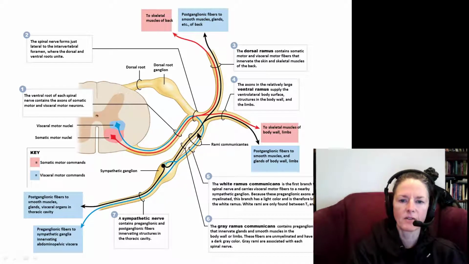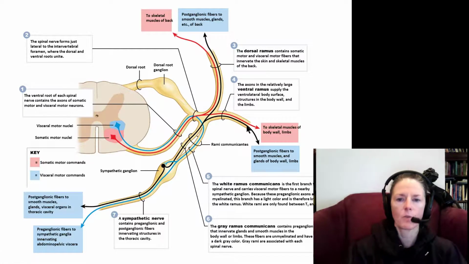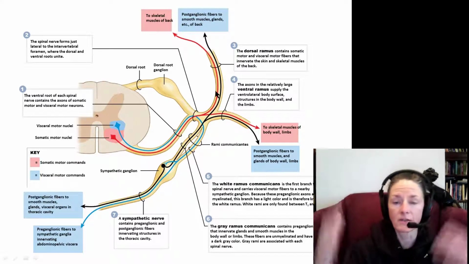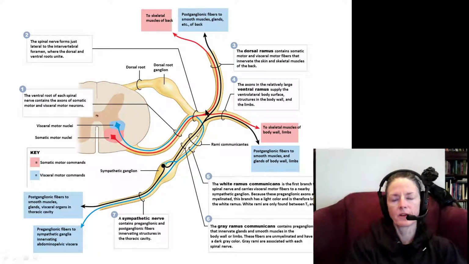It will have this group of branches called the rami communicantes, and then it will have a ramus that is a ventral ramus, and this is going to supply the ventrolateral body surface, the walls and the limbs of the ventrolateral surface, and we're going to have a dorsal ramus, which not surprisingly is going to innervate structures of the back. And once these axons join the spinal nerve, now we have things traveling in both directions.